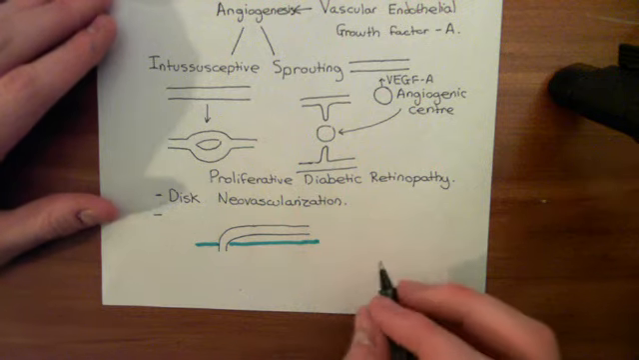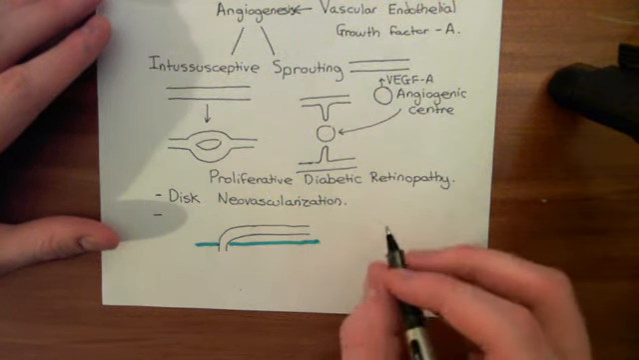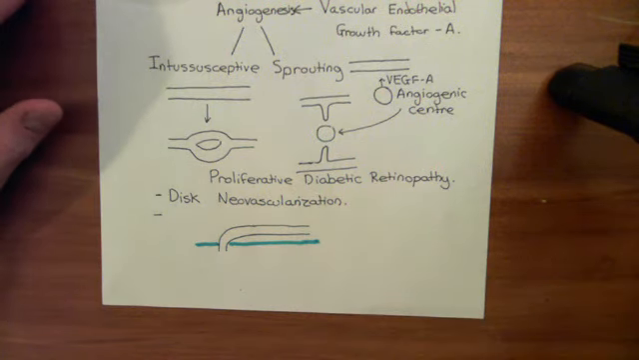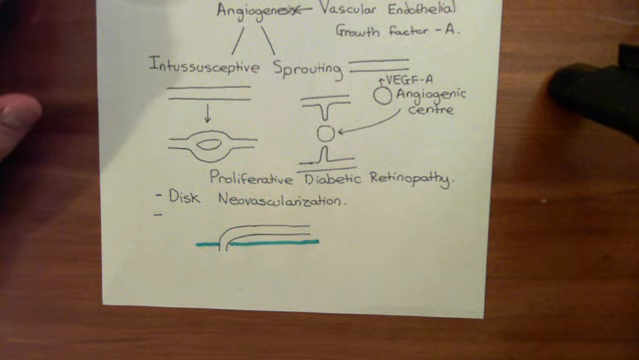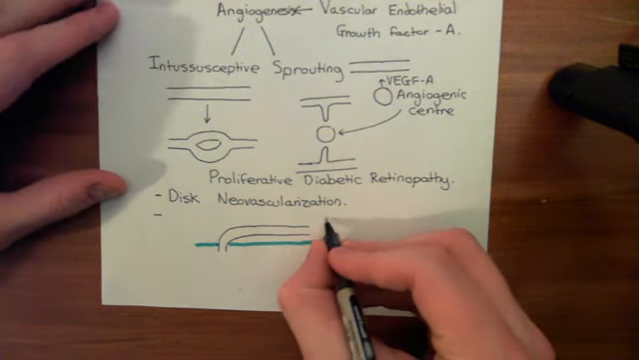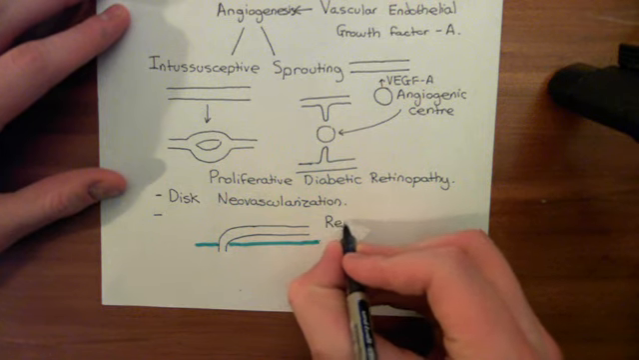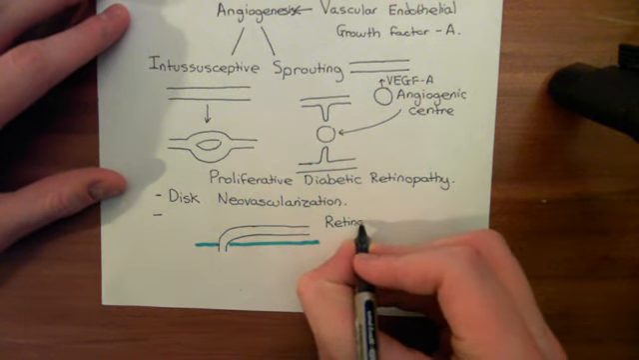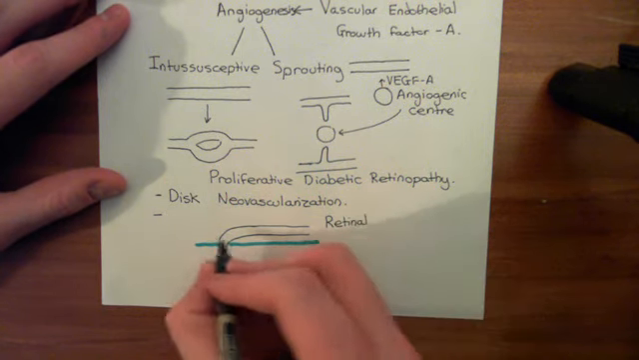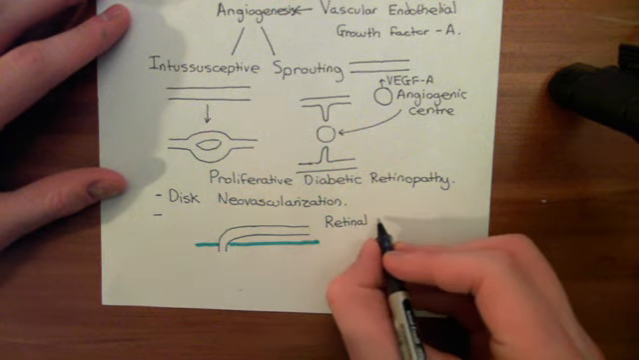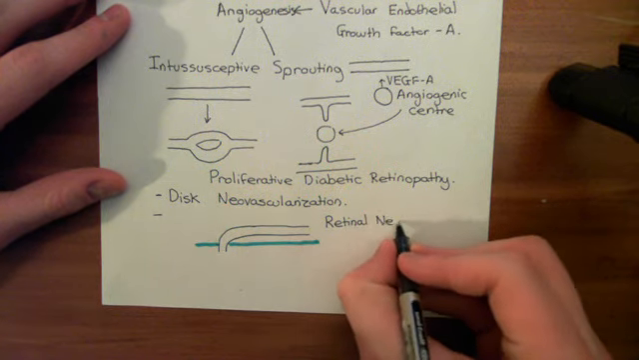Okay, so when you have this new blood vessel formation upon the internal limiting membrane, what that is called is retinal neovascularization. So you're getting these new blood vessels formed on the surface of the internal limiting membrane, and this is called retinal neovascularization.